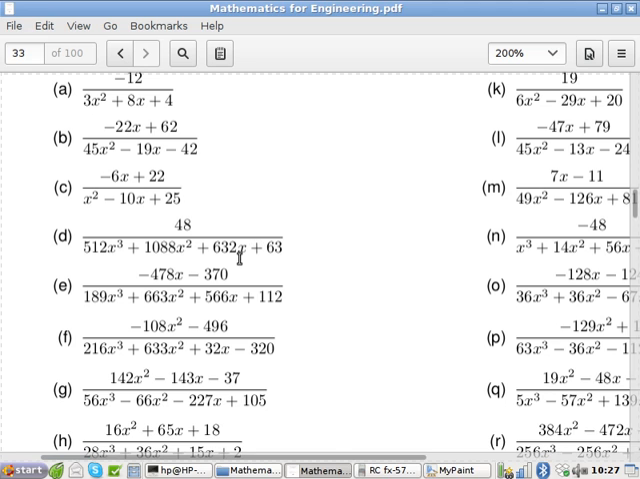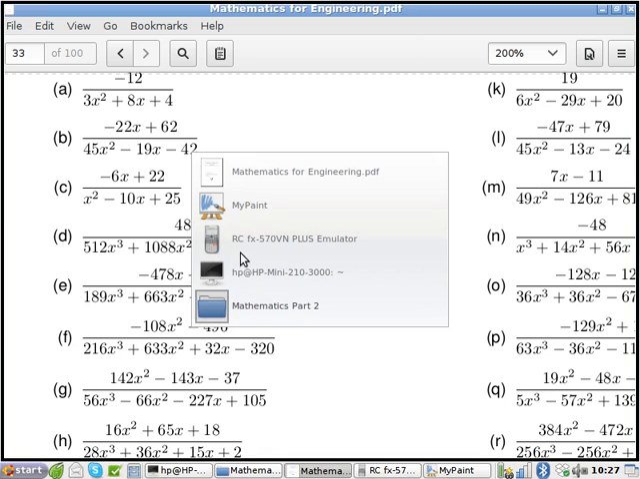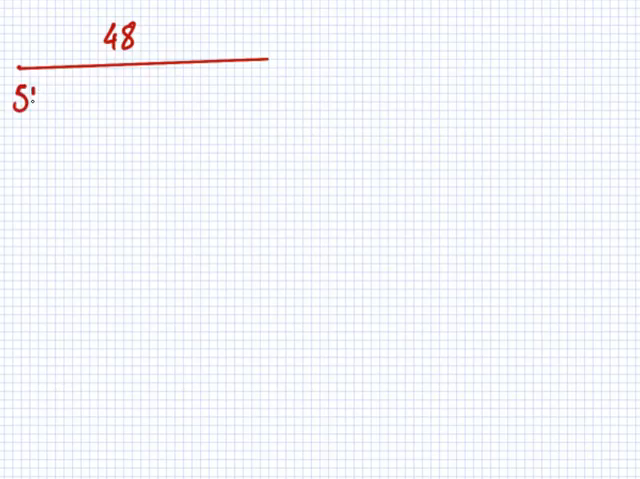Okay, D. Can you call out D, please? What was it on the top? 48 over 512 cubed, plus 1088x squared, plus 622x.